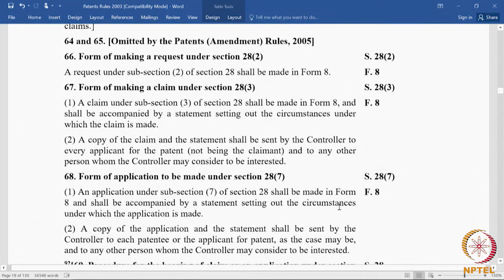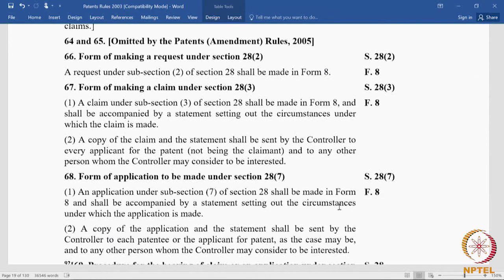Now, let us look at the corresponding rules. Rule 66. The form under which 28(2) proceedings is initiated is form 8. The same form is used for initiating proceeding under 28(3). So, you need to understand, in 28 there are different proceedings. 28(2) is where the applicant alone or applicant jointly with the inventor can apply. In 28(3), any other person who is neither the applicant nor the inventor, the aggrieved inventor, can apply. So, in both cases you use form 8.